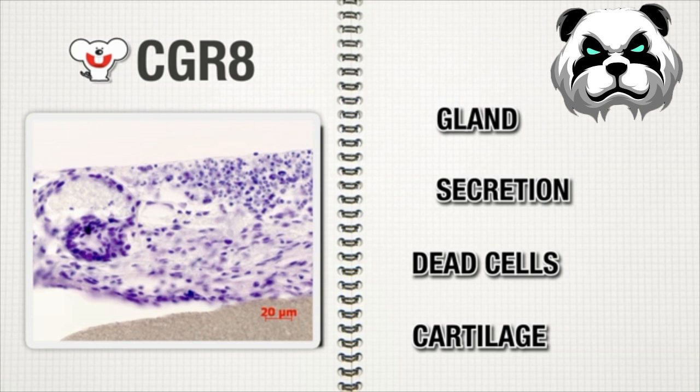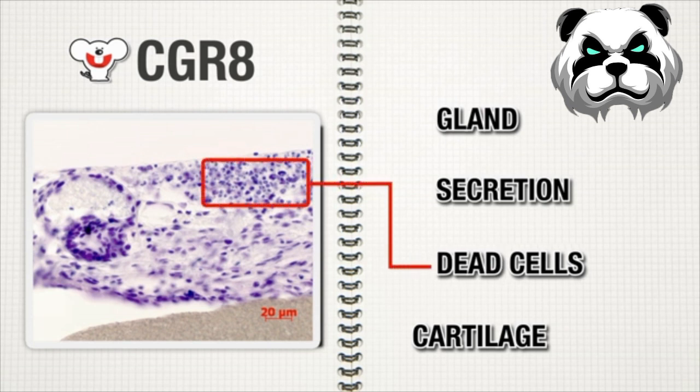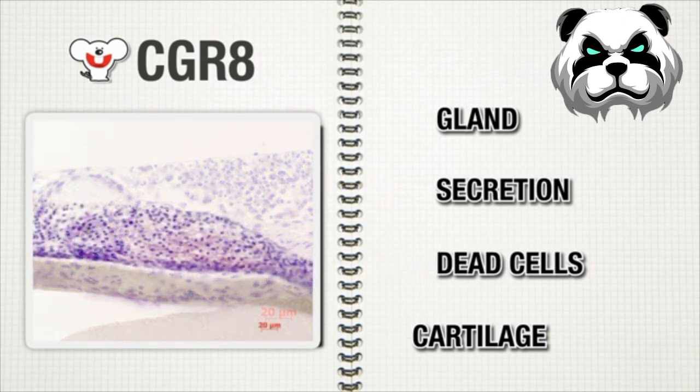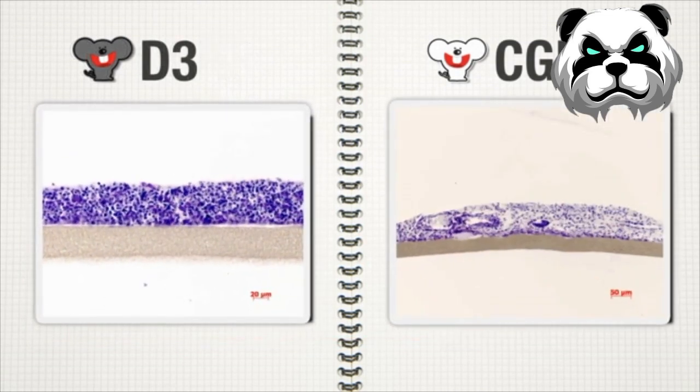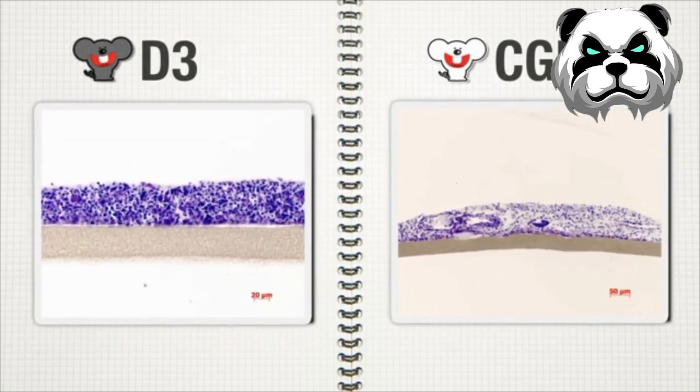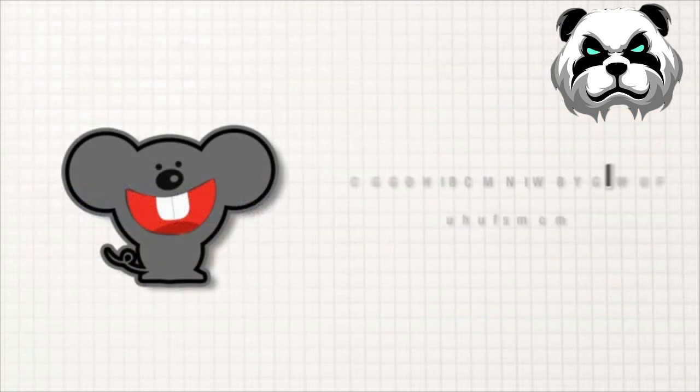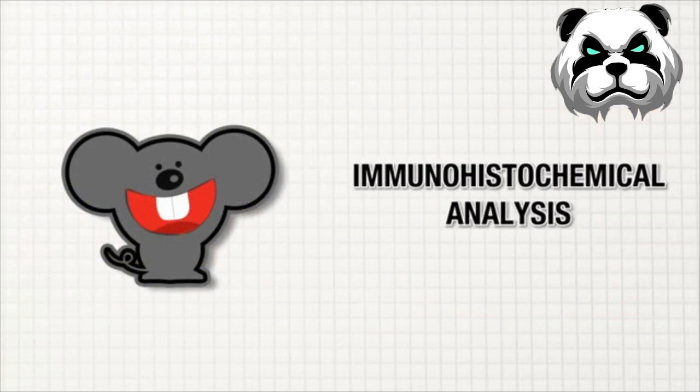Additionally, CGR8 sections also contain regions of dead cells, shown by the smaller fragments of nuclei. CGR8 tissues also showed signs of cartilage. This first cresyl violet analysis showed the morphological differences between the CGR8 and D3 tissue and gave the first indication that the CGR8 cells were not only neural. Subsequently, different immunohistochemical analyses were performed.